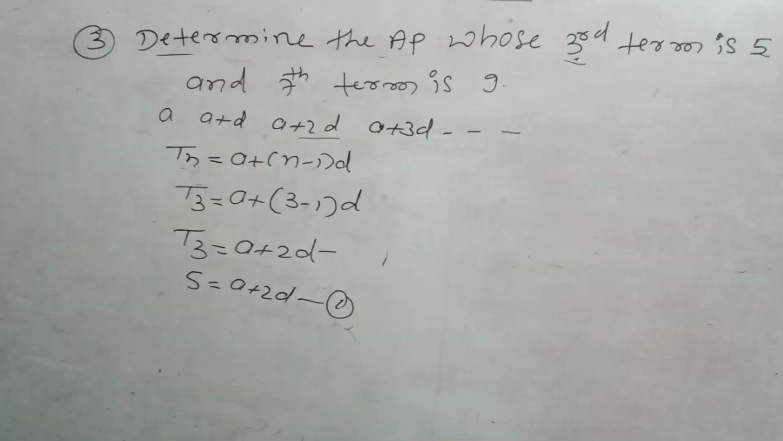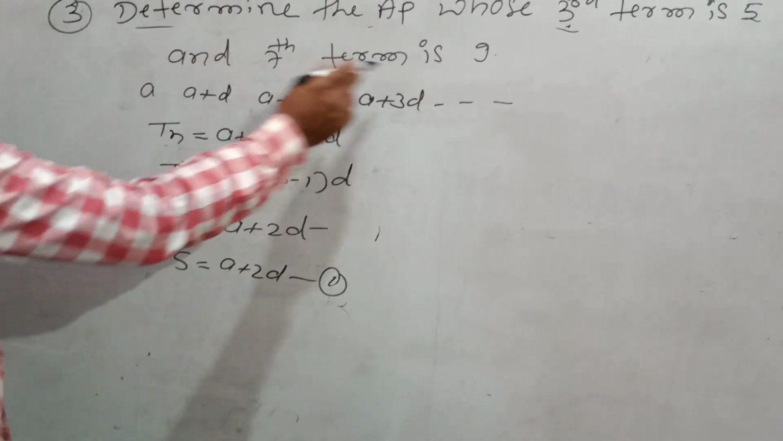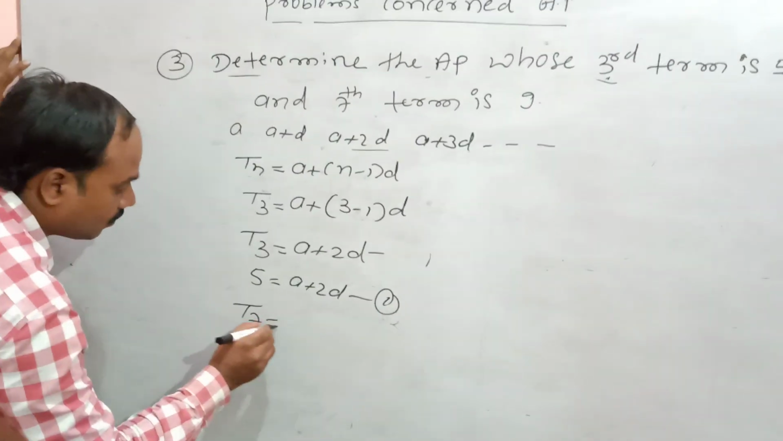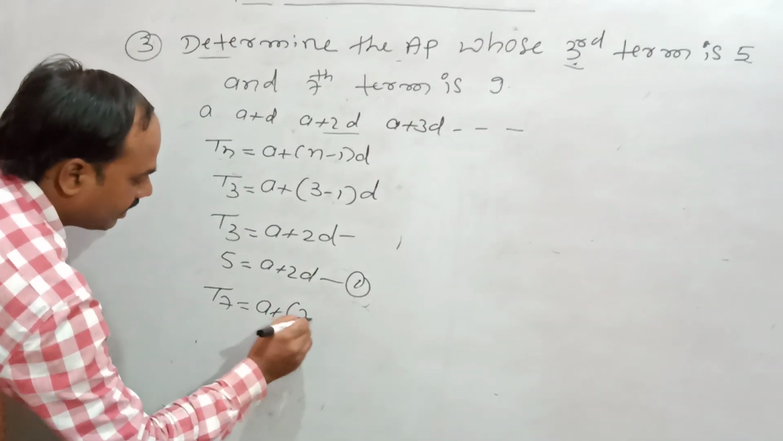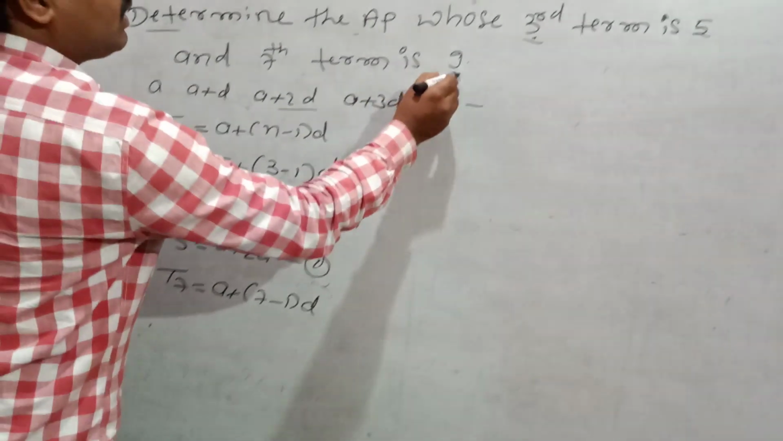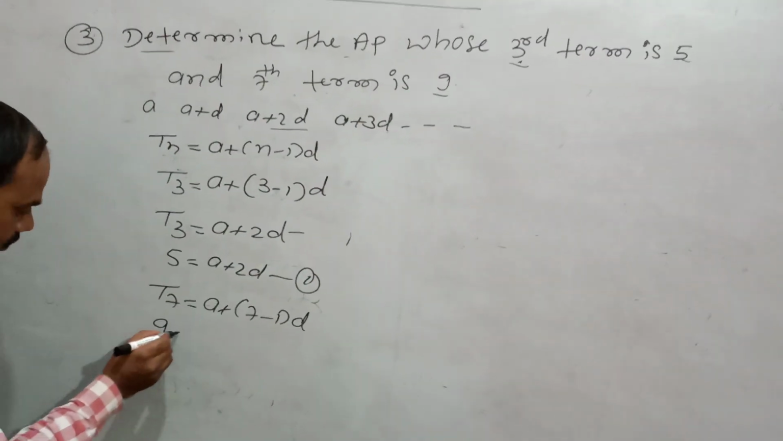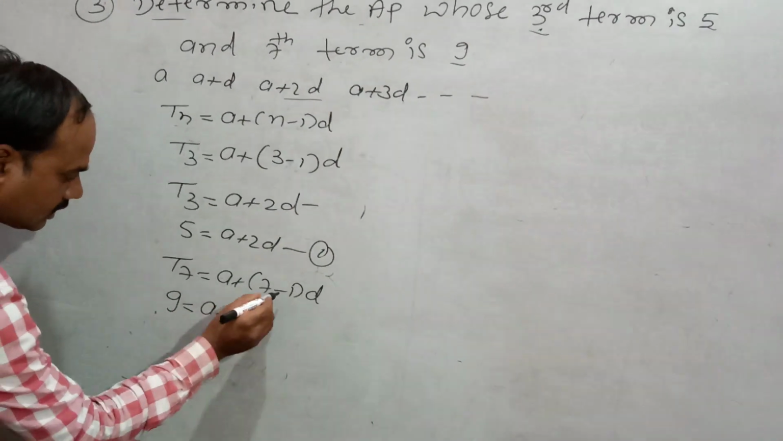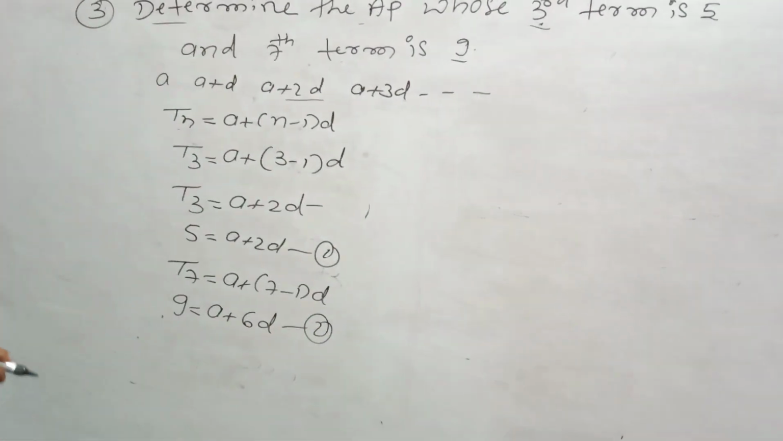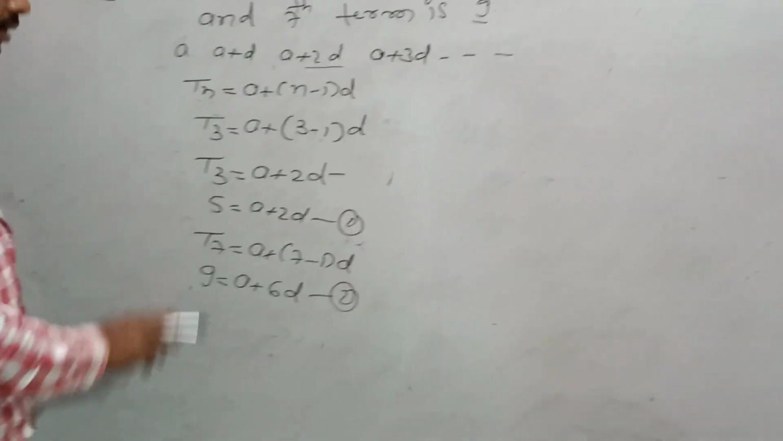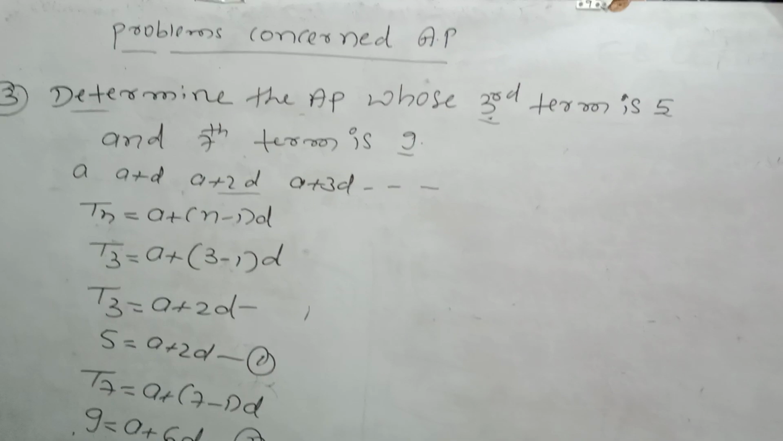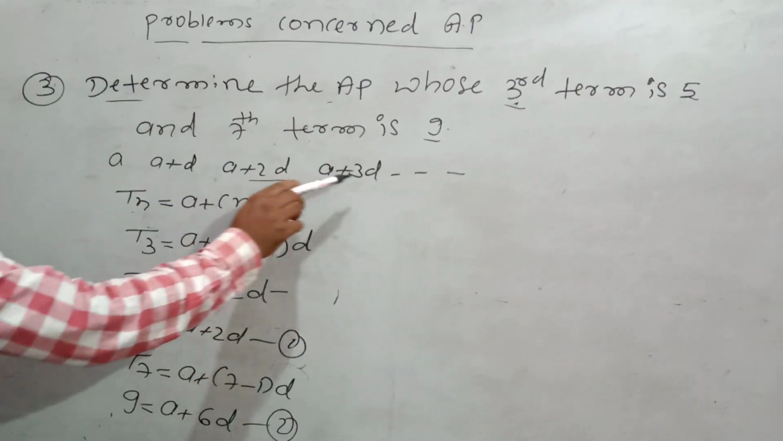Okay, see, like that, the 7th term is 9. Write like that only. T7 equal to a plus (7 minus 1) into d. T7 is also given, that is 9. So 9 equal to a plus (7 minus 1), that is 6d. This is taken as equation number 2. This is equation number 1, equation number 2.